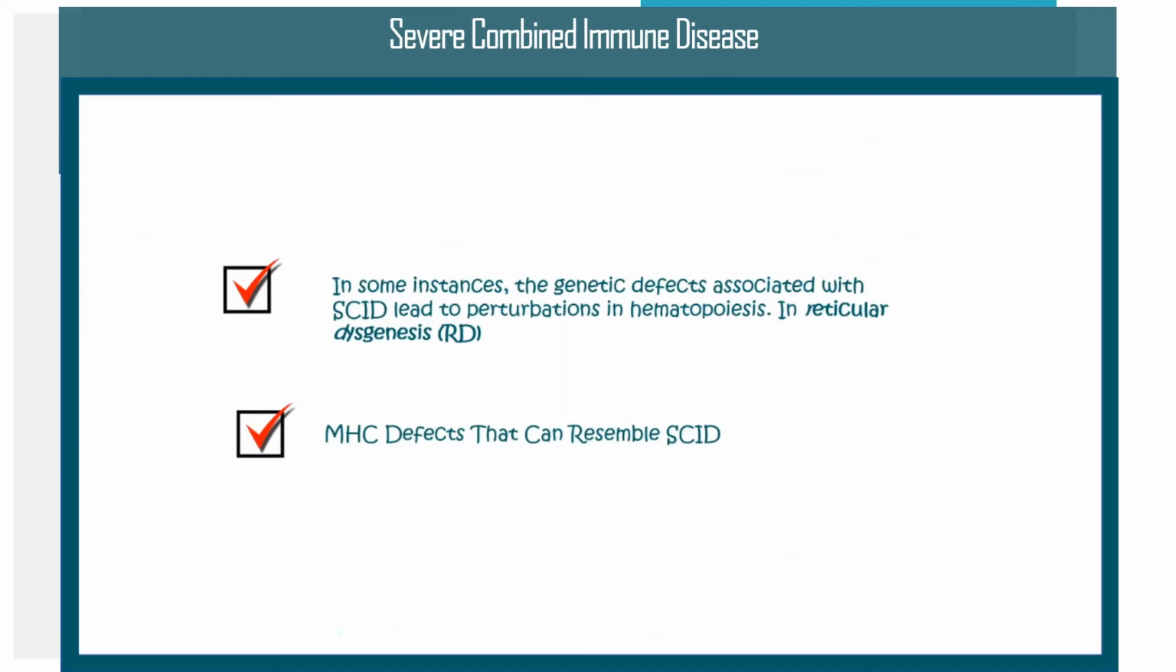So lastly, we need to talk about some important facts of SCID, that in most instances the genetic defect associated with SCID might lead to reticular dysgenesis, it might alter hematopoiesis, and it can also affect the innate cells derived from the myeloid lineage. Now MHC defects sometimes can resemble SCID-like phenotypes, but not necessarily, MHC defects give rise to SCID.